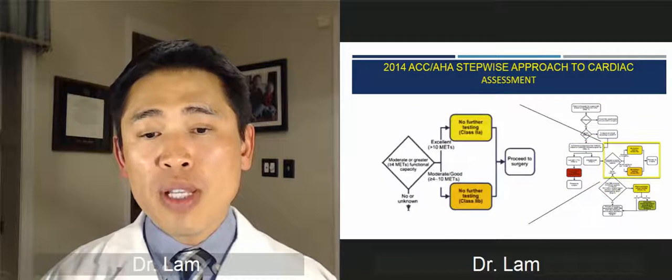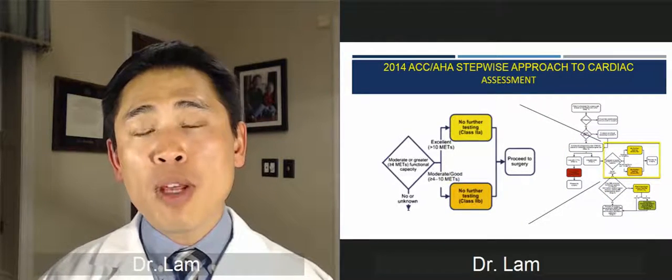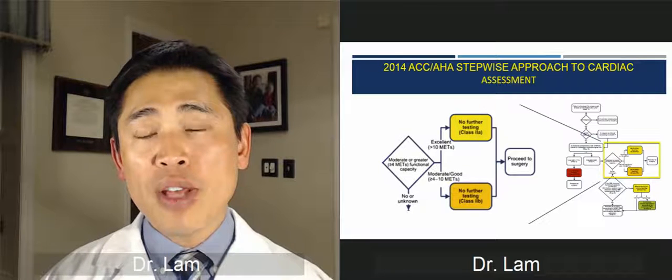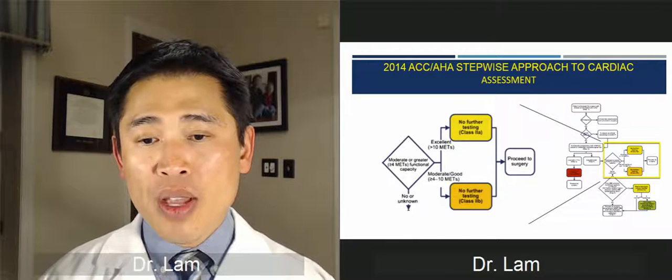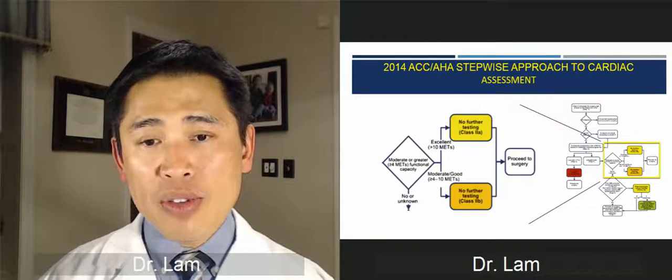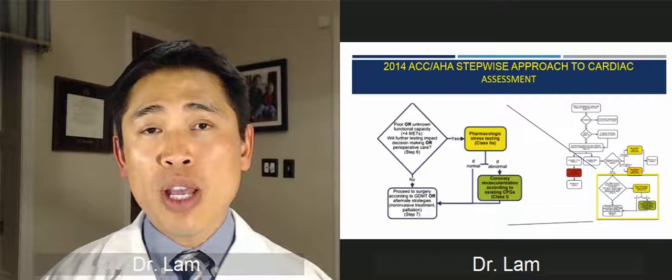Then we move on to the next step, which is then to assess their functional capacity. Here again, 4 metabolic equivalents is the magic cutoff. And if they surpass 4, then they're good to go with the surgery. On the other hand, though, if they're not, so if their functional capacity is poor, is less than 4 METs, or is not known.